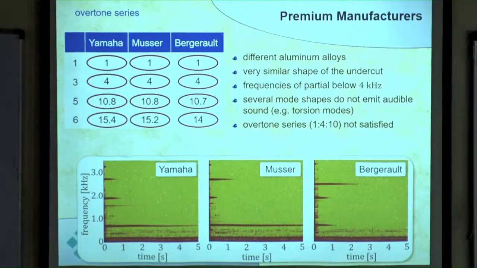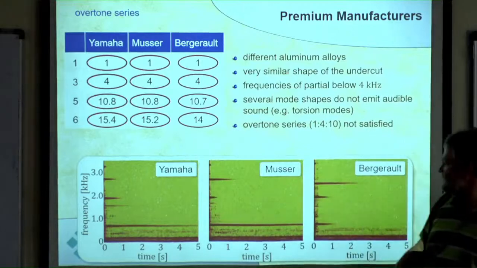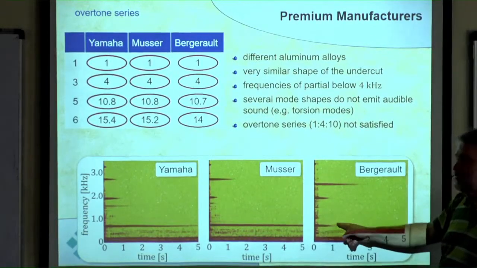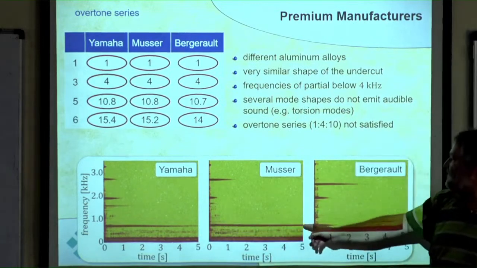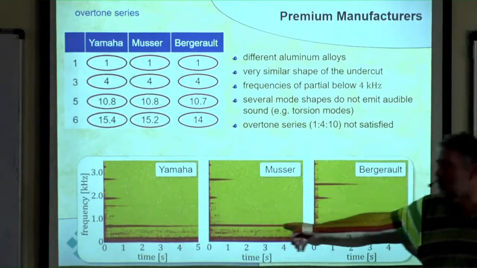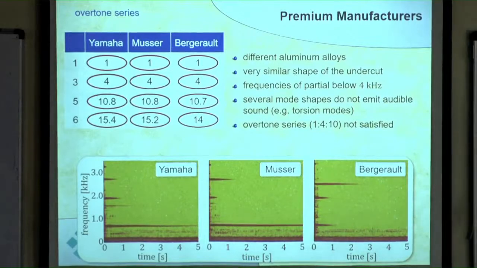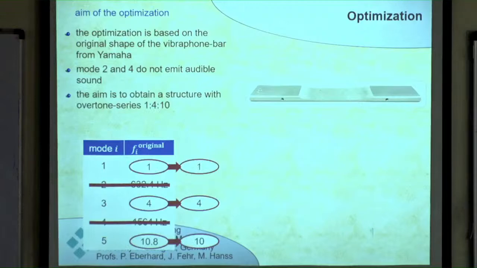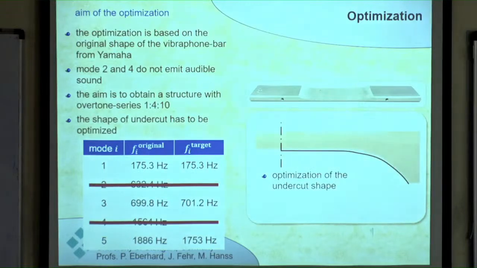And for the different companies, it looks a little bit different, but they never really catch this well. So here you can see, for example, for the Bergerault blade, this one here is only very short. This frequency in the Musser blade is very long. So obviously there are differences, and musicians will hear it. Okay, so now we try to make an optimization to get 1, 4, 10 precisely. So we defined the shape of this undercut.